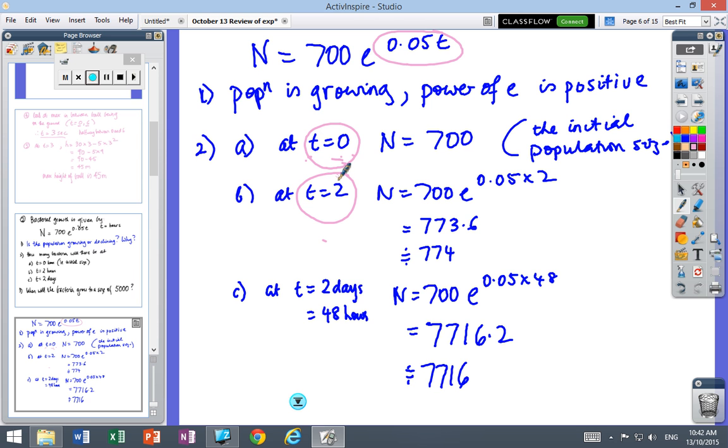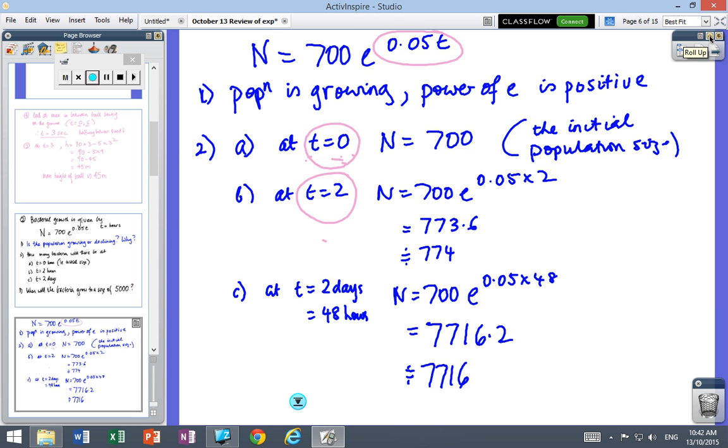So, in the first one, t equals 0. So you put in t equals 0. The first answer is just the number out the front. And then after that, it's just use your calculator.